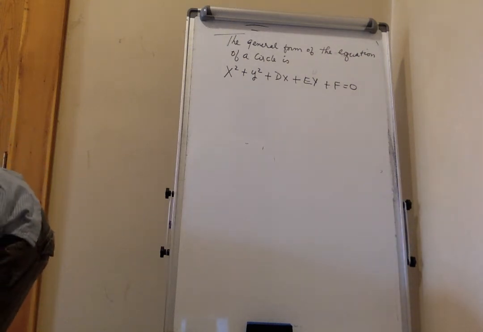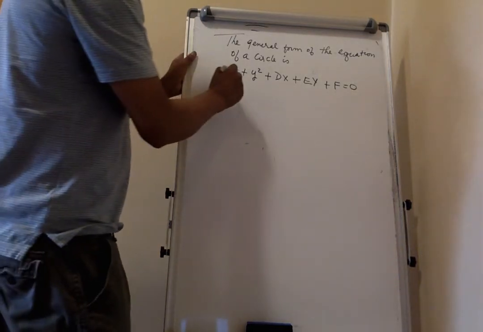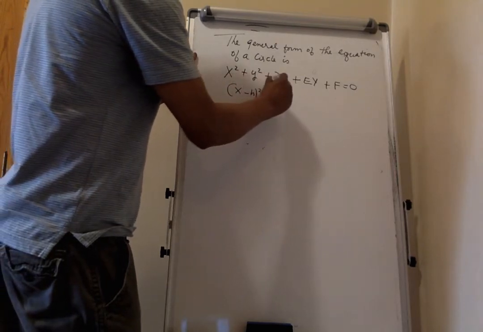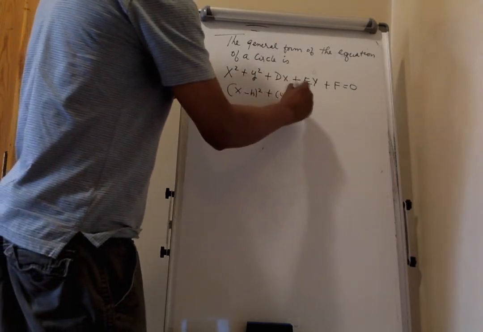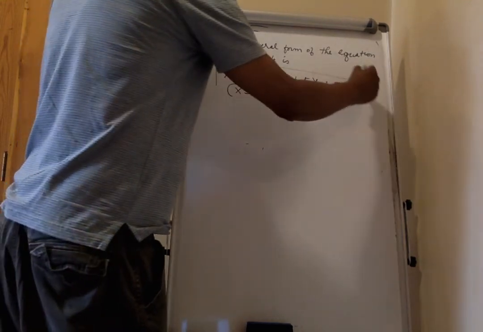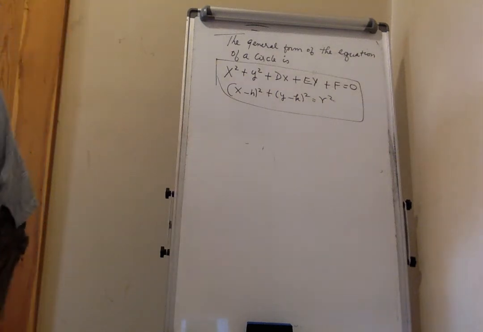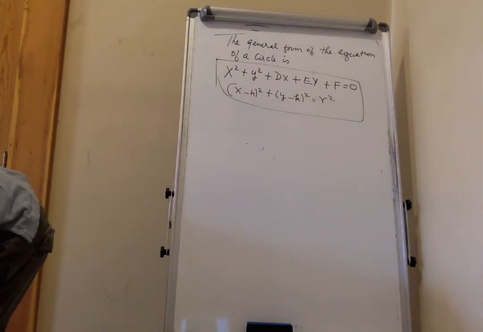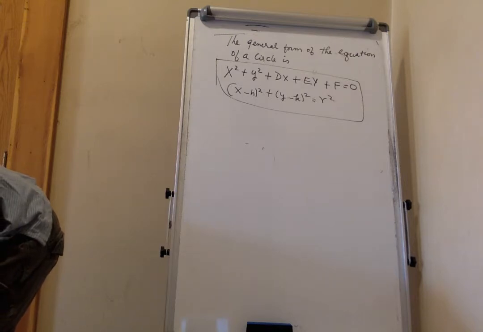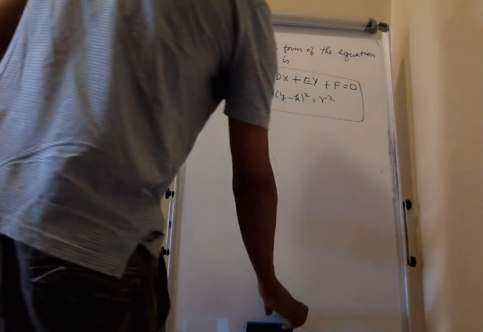So, in order to do that, you have to rewrite this in the form of (x minus h) squared plus (y minus k) squared is equal to r squared. So, these are different ways of writing the circle because both of them represent the equation of a circle. One in the standard form, the other one in a general form. Okay.